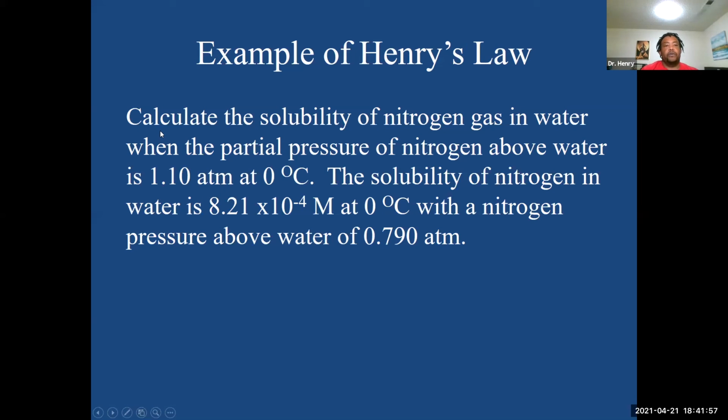So to calculate the solubility of nitrogen gas in water when the partial pressure of nitrogen above water is 1.10 atm at 0 degrees Celsius, and the solubility of nitrogen in water is 8.21 times 10 to the minus 4th molar at 0 degrees Celsius with a nitrogen pressure above water of 0.790 atm. Okay, what am I going to do?